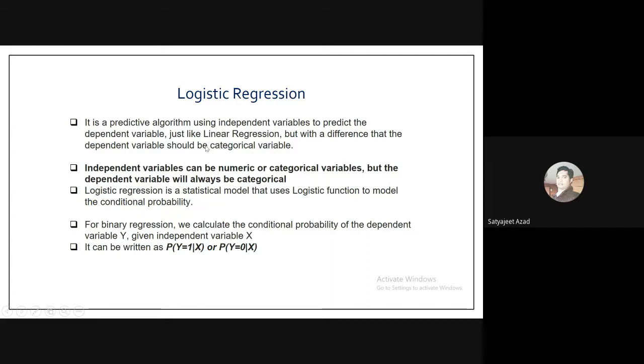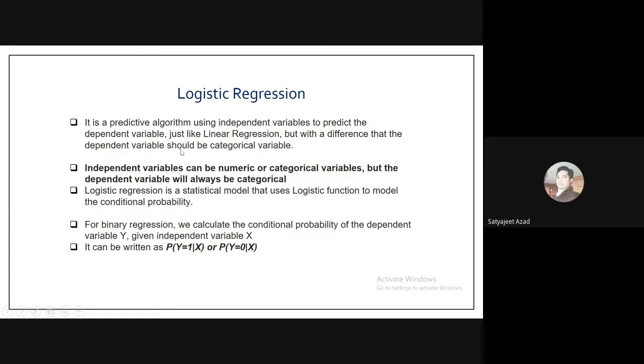Okay, so he was referring to this categorical variable. In logistic regression, your dependent variable must be a categorical variable. If it is categorical, you will apply logistic regression. If it is continuous, then you will apply linear regression, because for linear regression, your target variable should be a continuous variable.